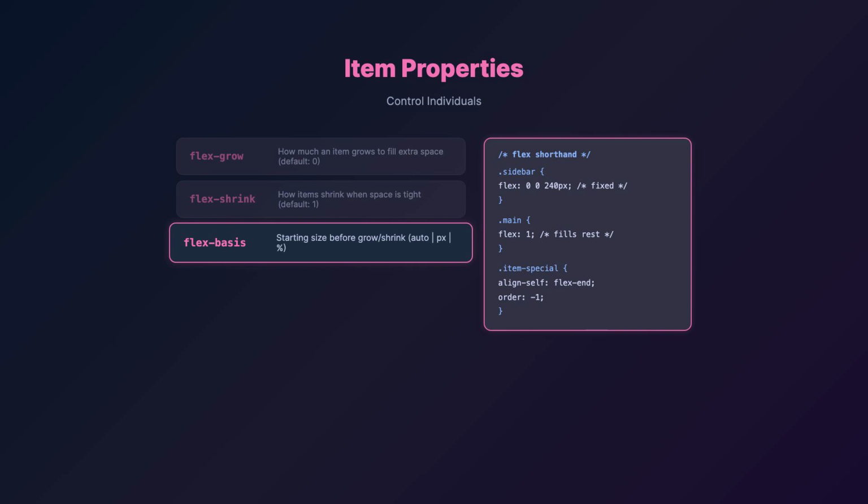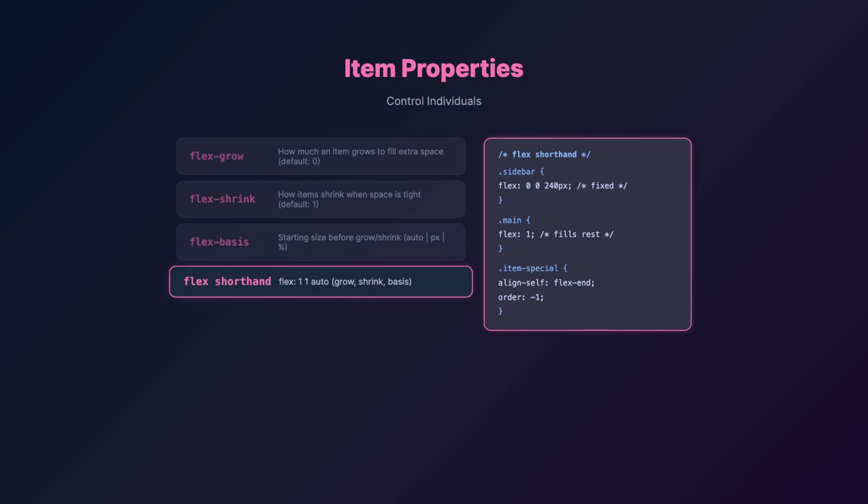The flex shorthand combines all three. Flex: 1 1 auto, that's grow 1, shrink 1, basis auto. Flex: 1 is shorthand for flex: 1 1 0%. It's the most common value. The item grows and shrinks equally.